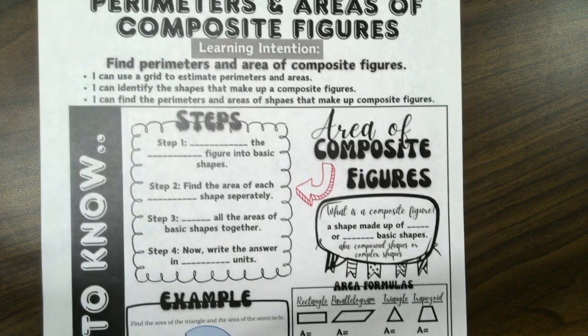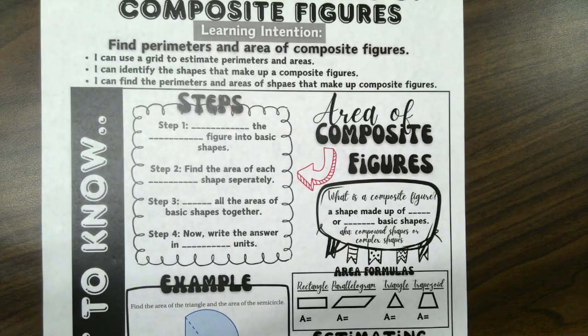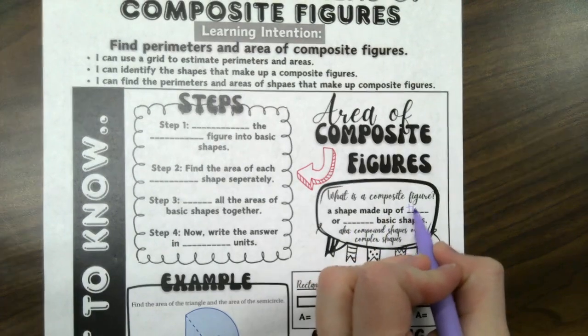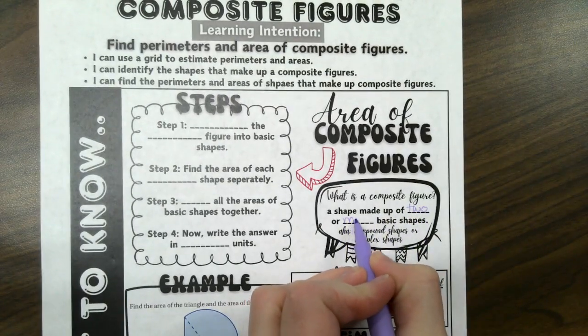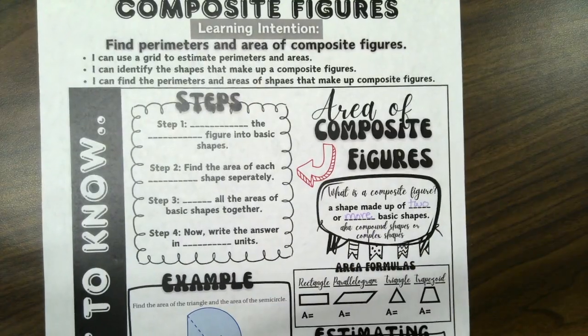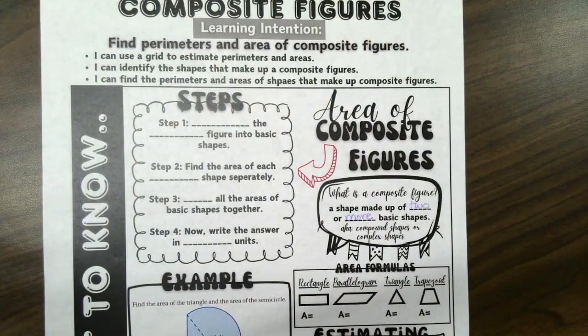So first, what is a composite figure? A composite figure is a shape made up of two or more basic shapes, also known as compound shapes or complex shapes. So if you hear those terms, they all mean the same thing.